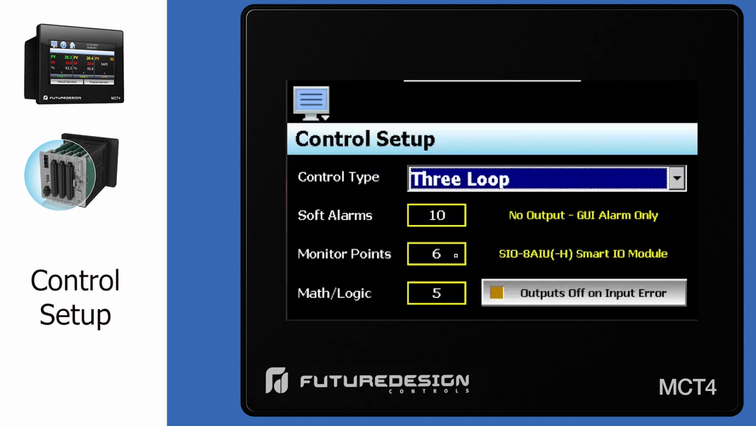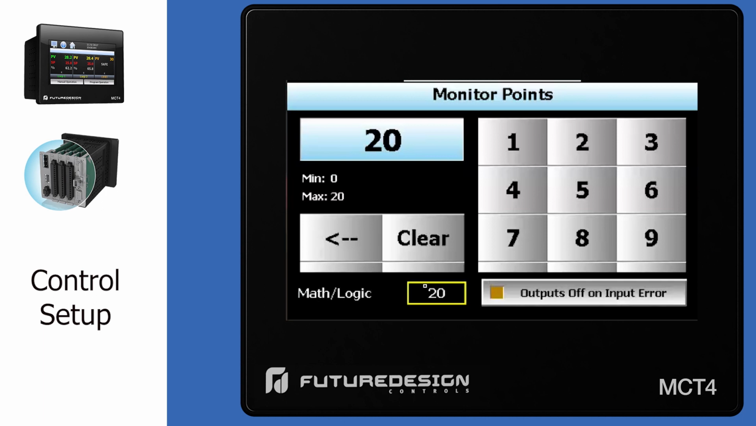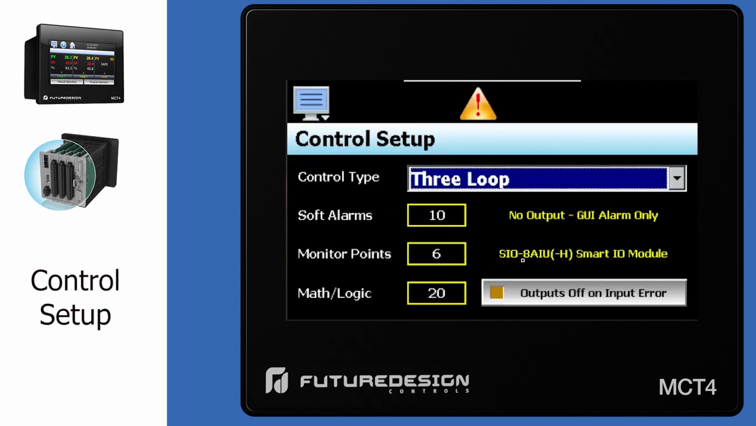The monitor points field is used to enter the number of monitor points that will be provided on the system. The MCT4, along with the external Smart SIO/IO module, is capable of providing up to 8 monitor points. The math logic field is used to enter the number of math logic equations that are to be used. You have the capability of configuring up to 20 user configurable equations.